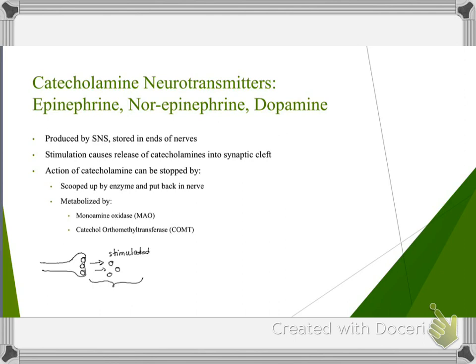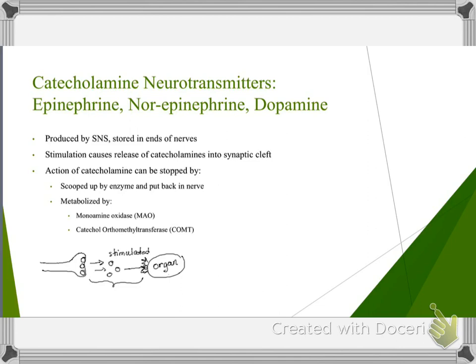Y'all remember that's like the space, okay? To hit an organ. So we're going to say our end organ is right here that we want to stimulate. So it goes here and it stimulates this organ, okay? So when a catecholamine is released, it's released from the end of the nerve, goes to the receptor on the organ, and causes an effect, okay?